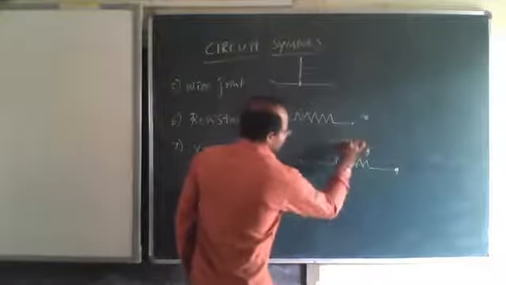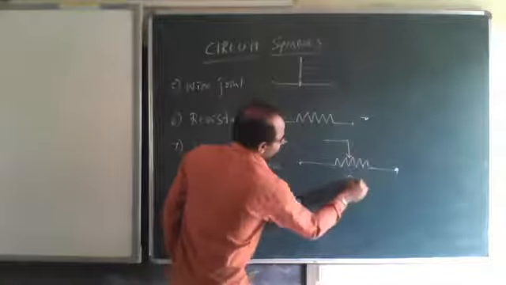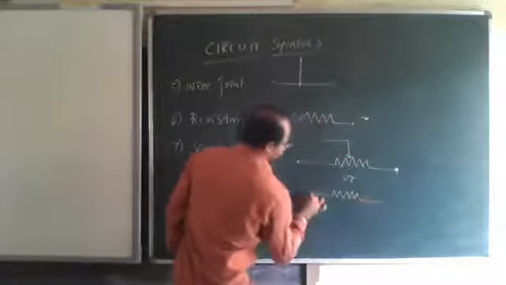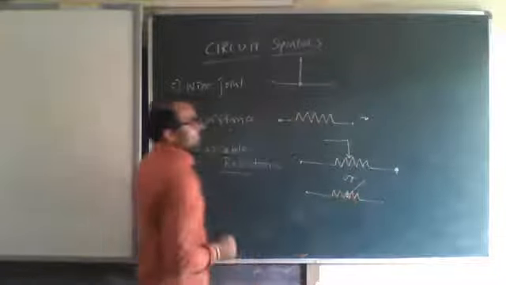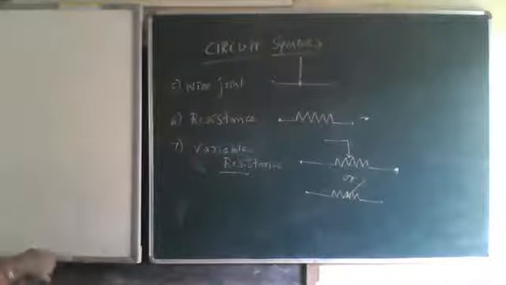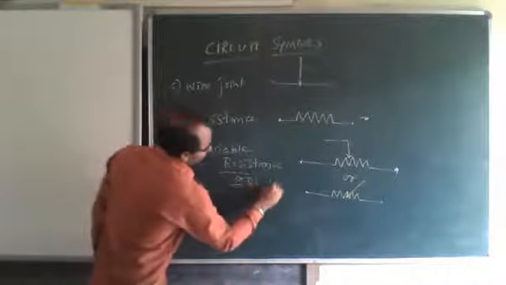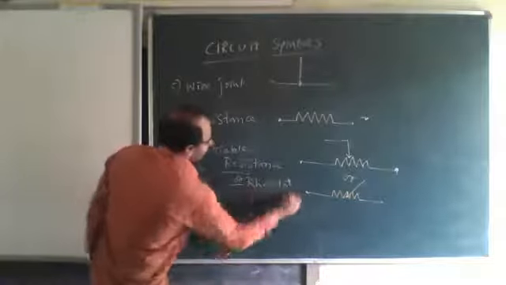Okay, we can use it like this, or variable resistance can still be done like this. Okay, both are variable resistance. Another word for this is rheostat. You can use the other word, rheostat.